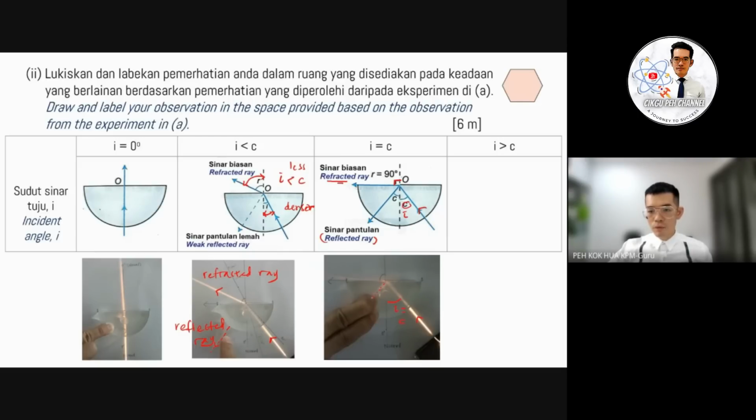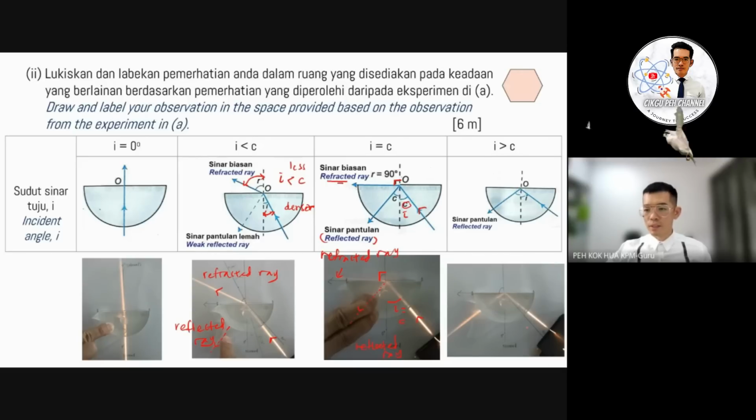Here we also have one refracted ray, and this refracted ray will be 90. Then the last, when the incident angle is greater than the critical angle, this line is the critical angle. You can see the total internal reflection occur here. You will see only the reflected ray, no more refracted ray. So you will not see any refracted ray again.